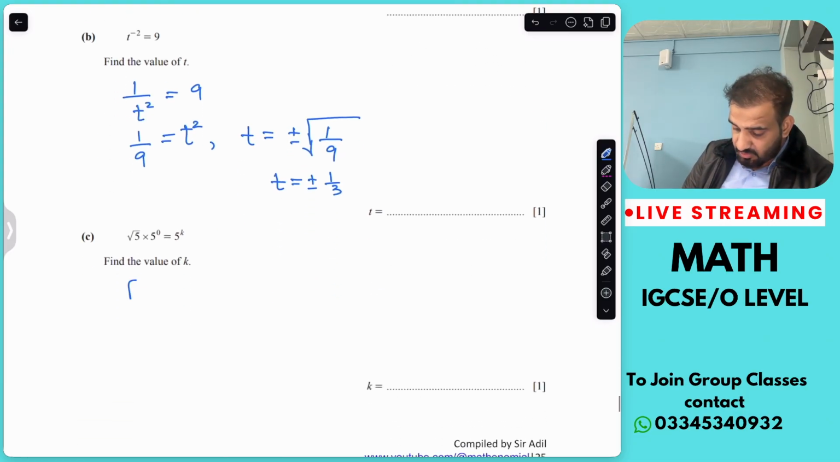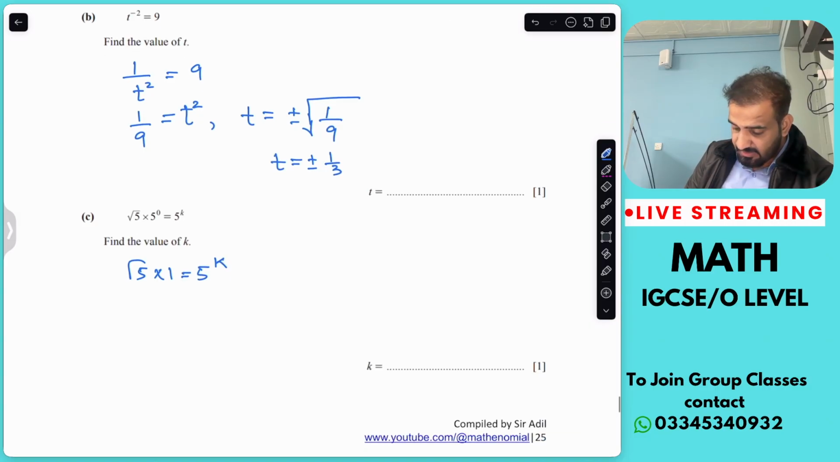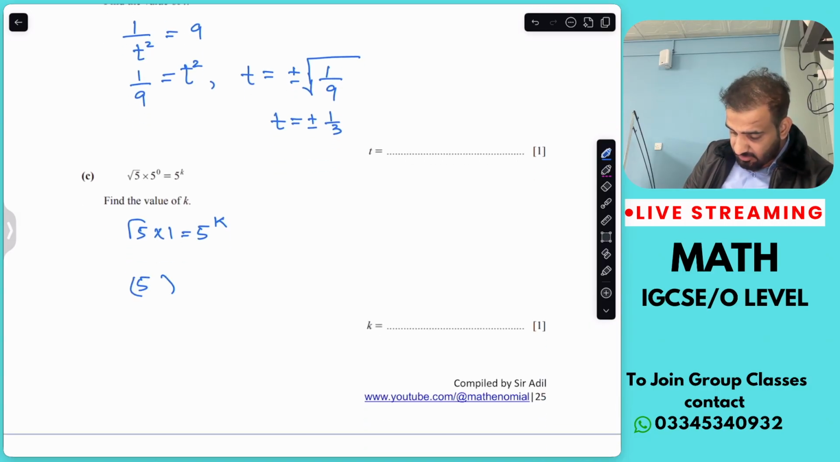Now, it is root 5 times 1 is equals to 5 raised to power k. So 5 raised to power 1 over 2 is equals to 5 raised to power k. So k is 1 over 2.